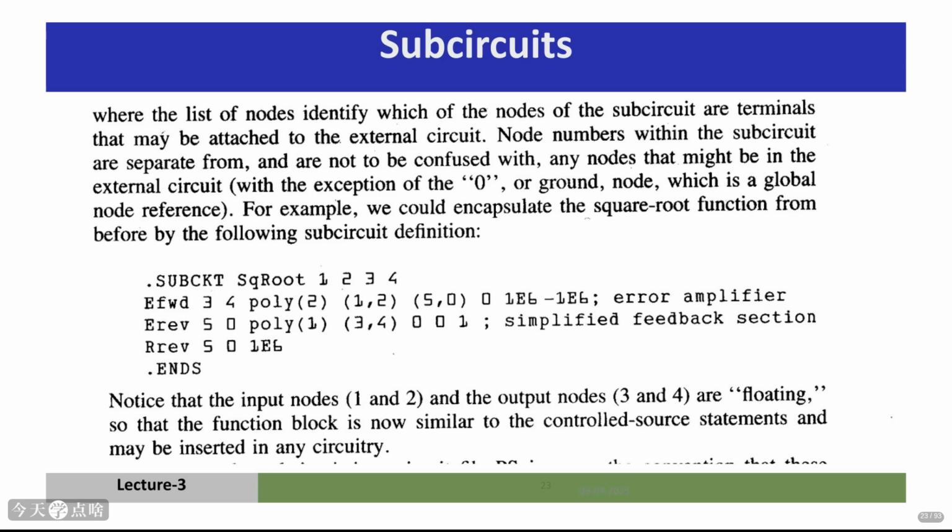The example here defines a subcircuit called SQROOT with 4 terminals, 1, 2, 3, and 4. Nodes 1 and 2 are inputs, and 3 and 4 are outputs. The internal components like FW, AREV, REV are defined within this block. Notice how the input nodes 1 and 2 and output nodes 3 and 4 are left floating in the sense that they are not connected to anything else within the subcircuit definition itself. They are just placeholders for connection points.